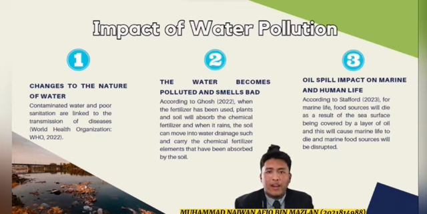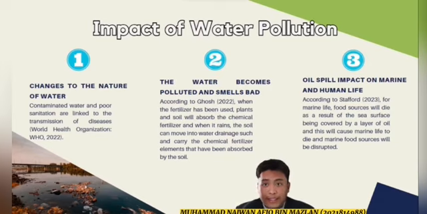Next, poor animal excrement management will cause the water to smell bad and turn black. In Malaysia, one of the causes of smelly rivers that lead to water pollution is illegal pig farming activities and lack of good management, causing Sungai Kreh in Georgetown, Penang to be polluted and stinking since December 2022, according to Dermawan 2021. The third impact of water pollution is oil spill impact on marine and human life.